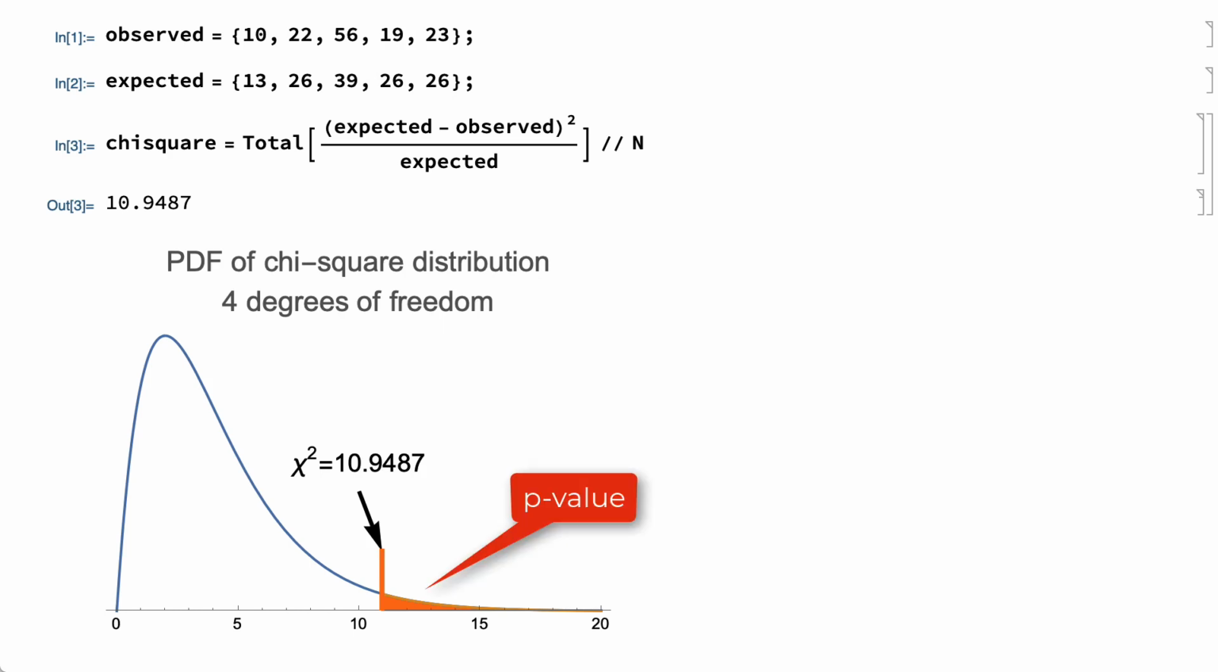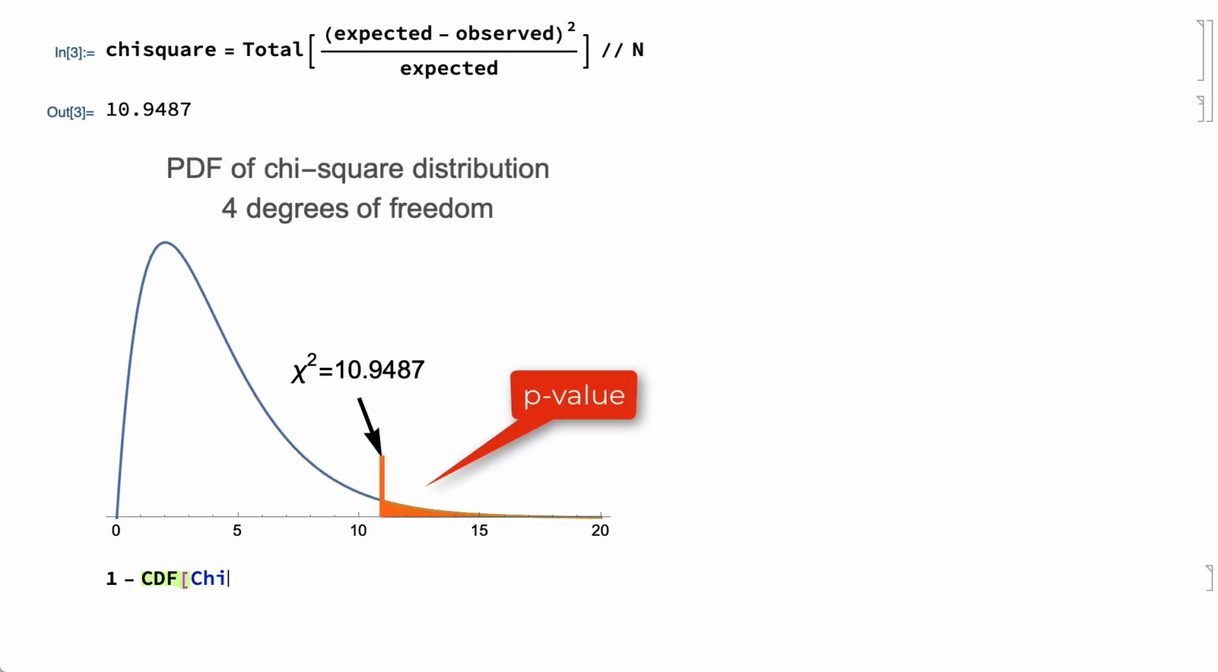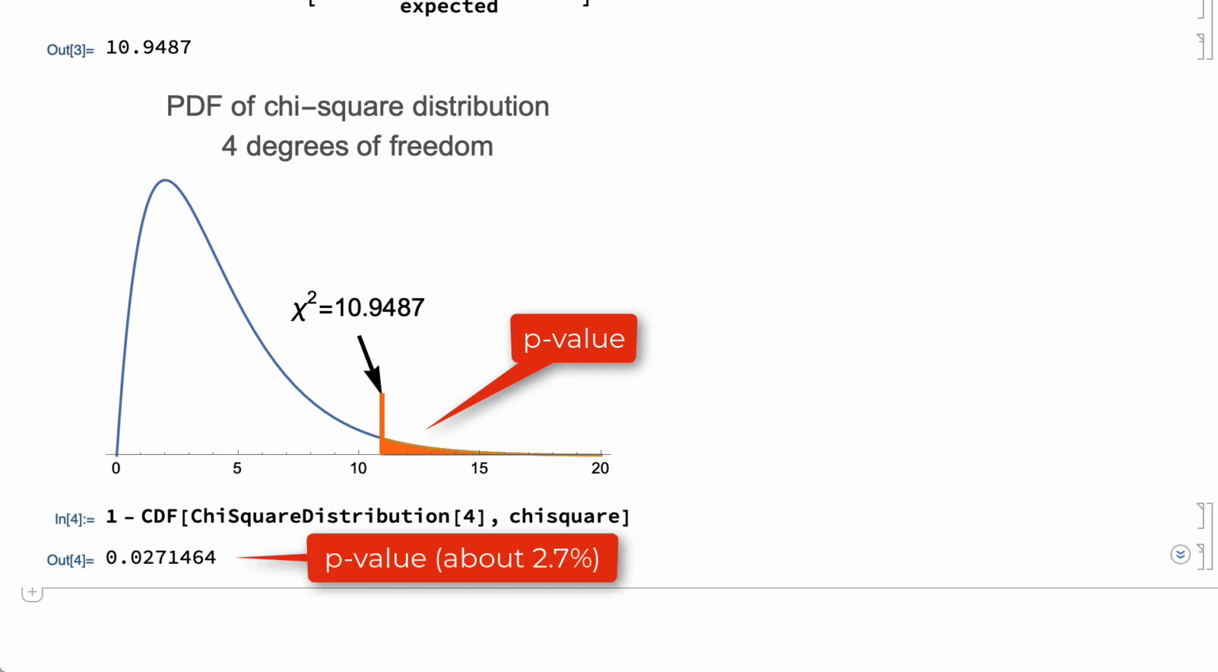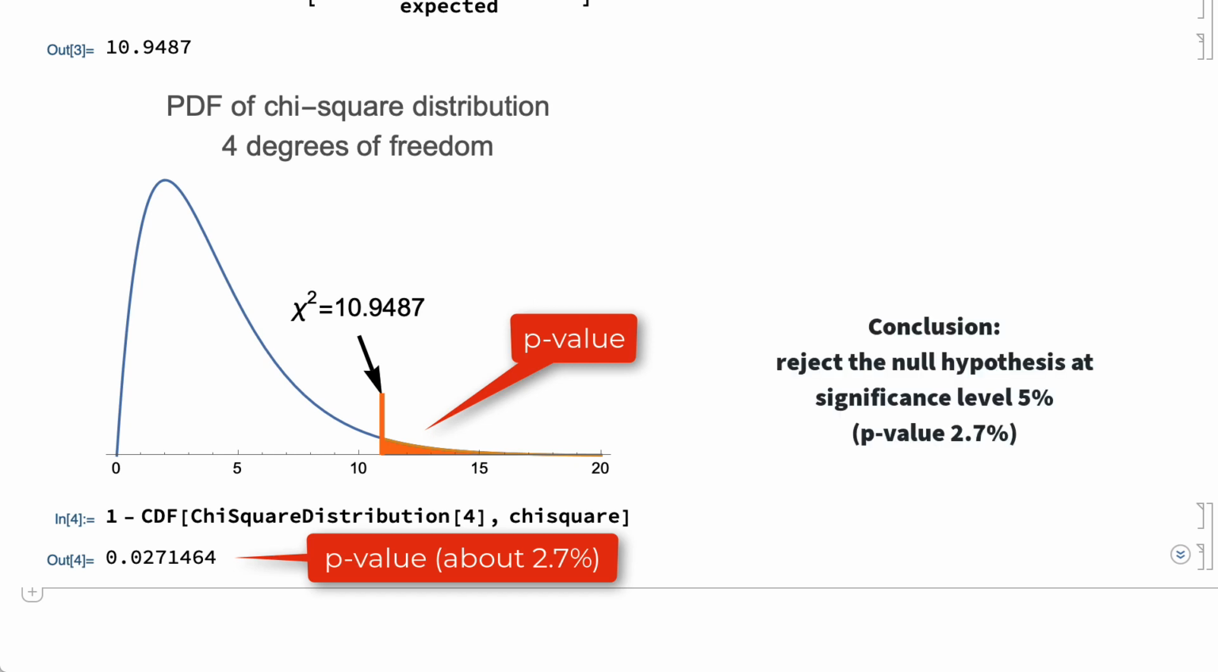The p-value of the hypothesis test is the area in the tail of this distribution, which can be computed using the cumulative distribution function, CDF, of the chi-square distribution with 4 degrees of freedom. This p-value is about 2.7%, so using a significance level of 5%, the conclusion is to reject the null hypothesis and conclude that the proportions of bees attracted to certain colors are not all the same as the corresponding proportions of colors in the flower bed.